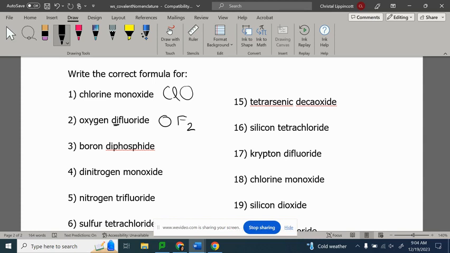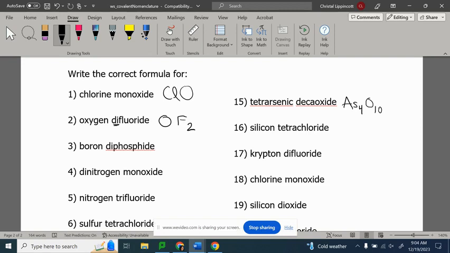All right, let's skip over here to 15. What is this guy going to be? Arsenic 4. Tetra is 4. And then oxygen 10. Yep. So you get the idea how to do these?